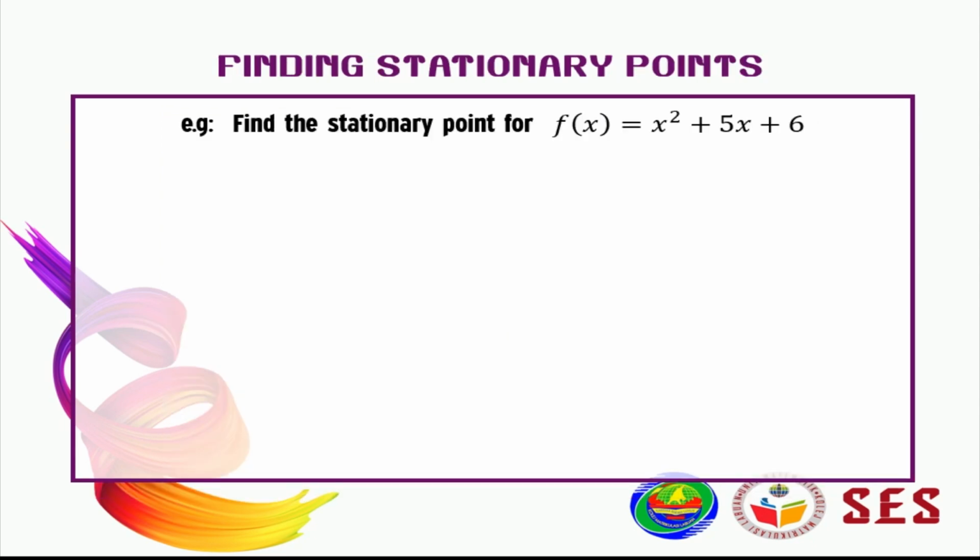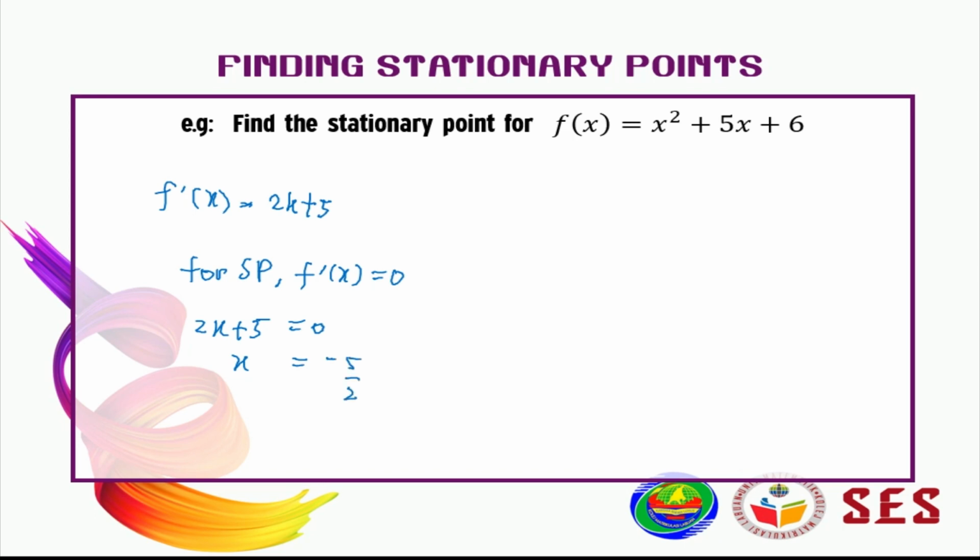Now let us do an example. Find the stationary point for f(x) equal to x squared plus 5x plus 6. We have already learned that a stationary point is a point where the gradient of the graph, dy dx, is equal to 0, which means the first thing you need to do is find the first derivative. Your first derivative is f prime of x equal to 2x plus 5. For stationary point, I'm going to write SP, our f prime of x is equal to 0, so 2x plus 5 is equal to 0. So x is equal to negative 5 over 2.